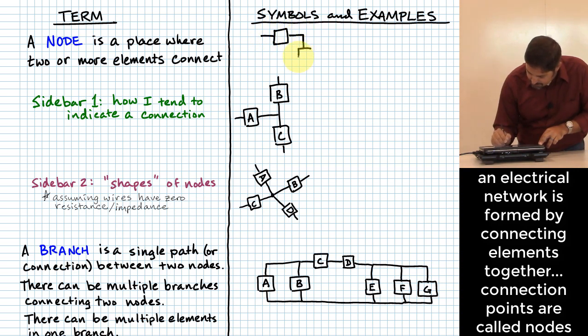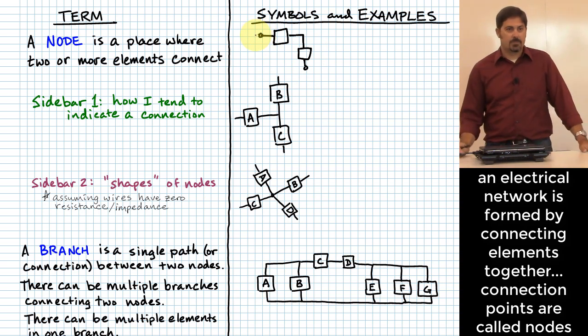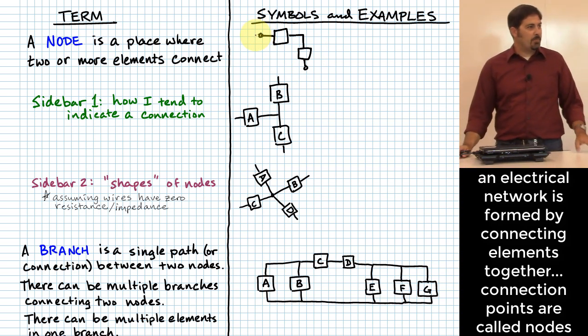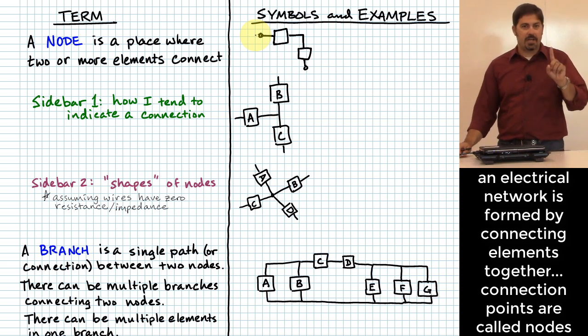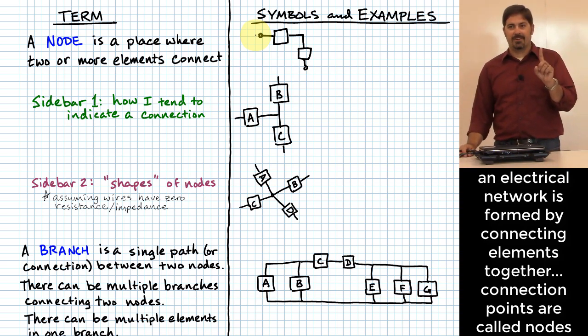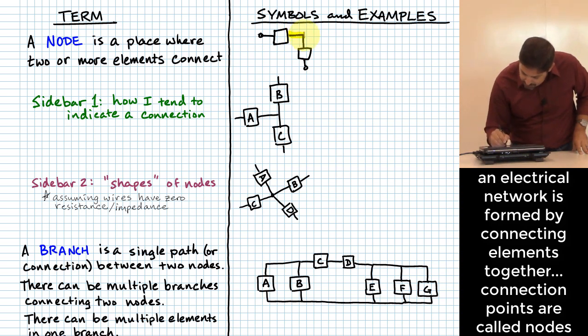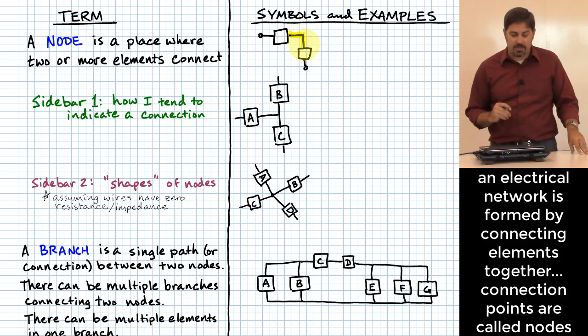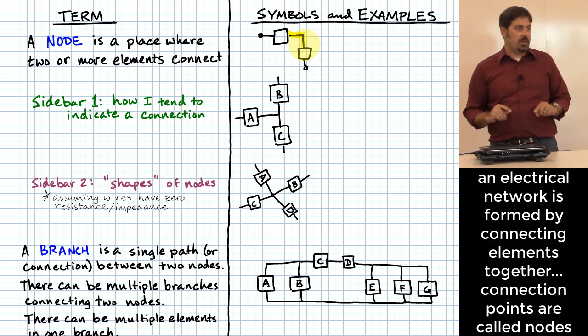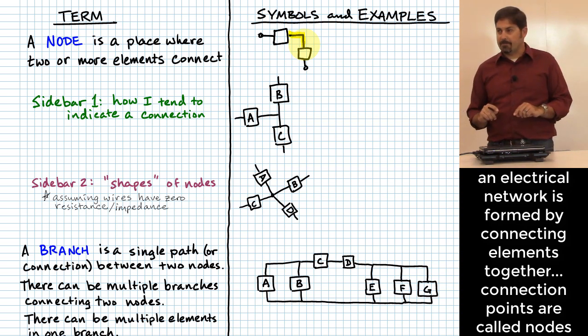Circuit element, bam. Okay? That is the most simple electrical network. It has one connection, okay? And that connection is right here on this node, right? That is a point of interconnection between these two circuit elements, okay?